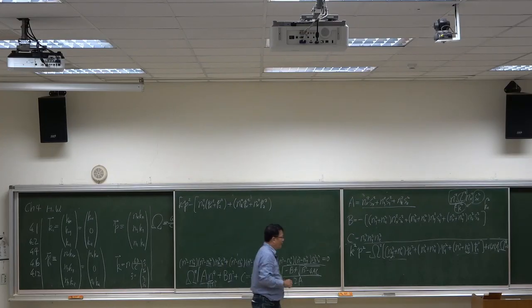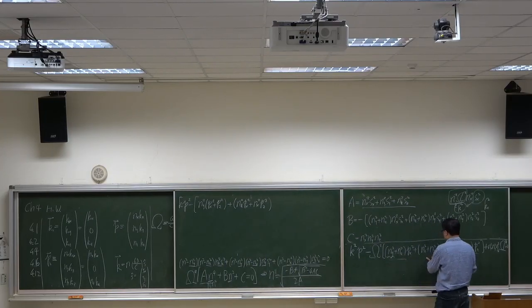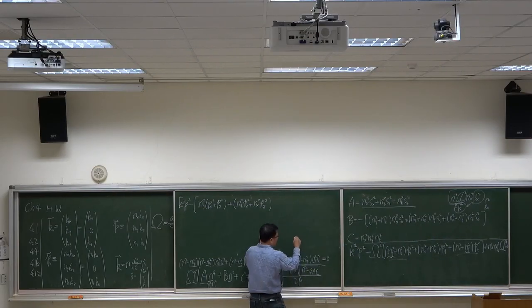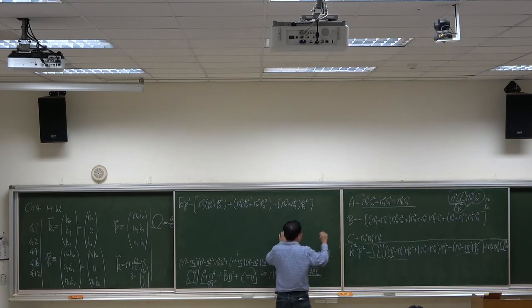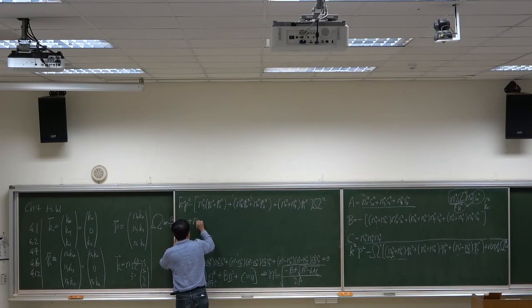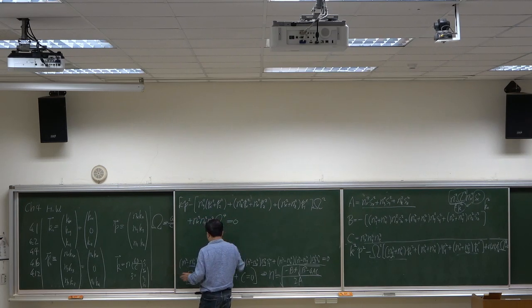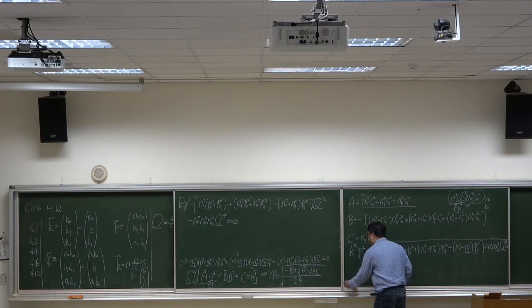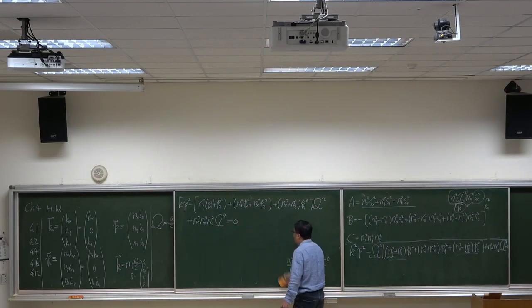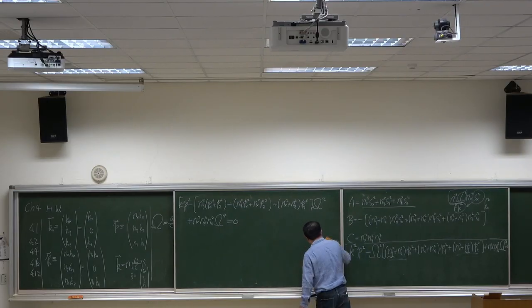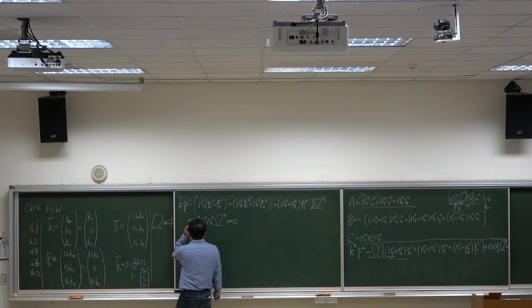And finally we have nx squared plus nz squared times ny squared omega squared, and plus... we're almost there, just a little bit more.